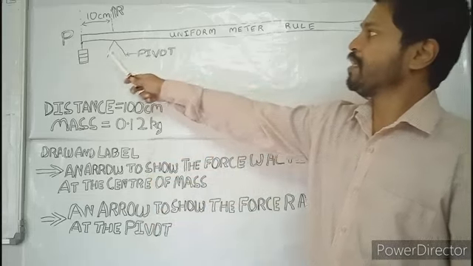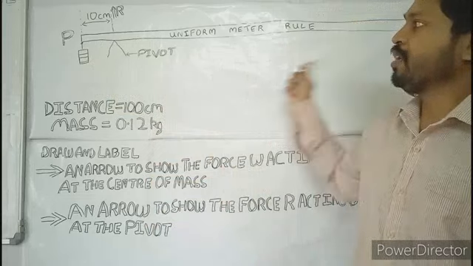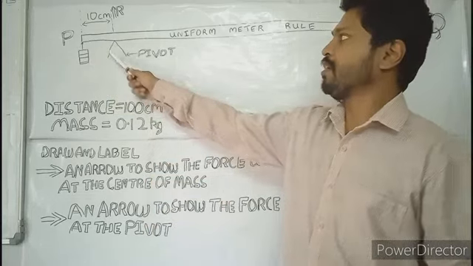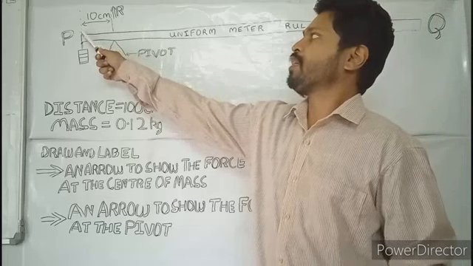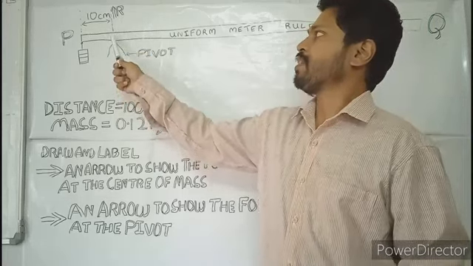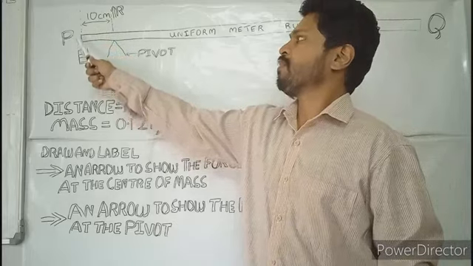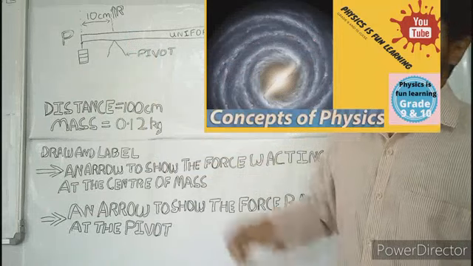Hope this is clear. The weight is attached over here. This is a uniform meter rule, and there is a pivot out here, approximately 10 centimeters from the weight. You can see the distance from the center of the pivot to where the weight is attached is 10 centimeters.